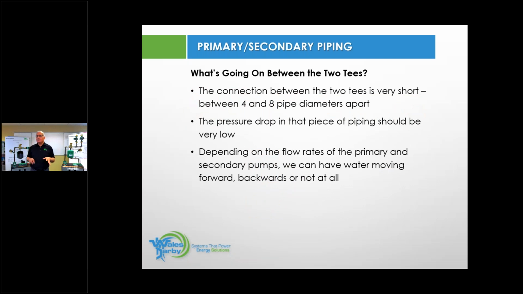Okay, primary, secondary piping. Right, John went over this. What's going on between the T's? All right, there'll be times that we're going to have flow between the T's. There'll be times we won't. Sometimes it'll be reversed. Okay, it all depends. But what's really critical is that the T's are nice and close. Right, 4 to 8 pipe diameters, as you can see. I always tell guys, put them right on top of each other. It's not going to hurt anything. Do it right the first time, you'll have no issues.